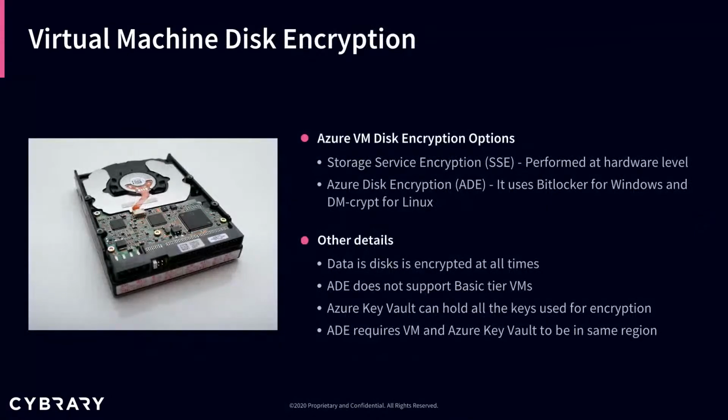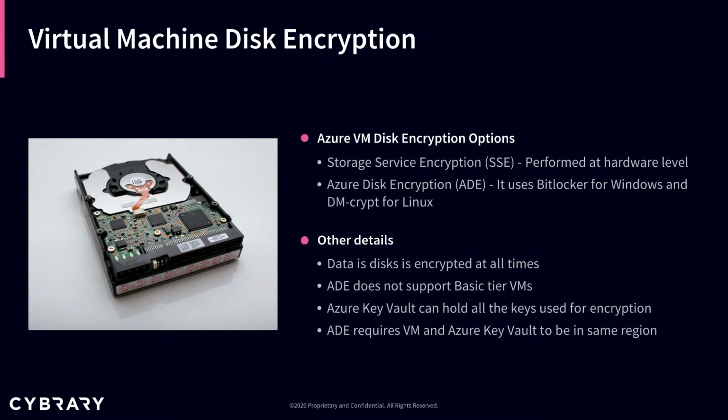So let's look at how virtual machine disks are secured. Disk security is provided by disk encryption. There are two different types of disk encryption available. One is SSE or storage service encryption. It is performed at hardware level. Another one is Azure Disk Encryption or ADE. It uses what we already are familiar with, Windows BitLocker for Windows and DM Encrypt for Linux.